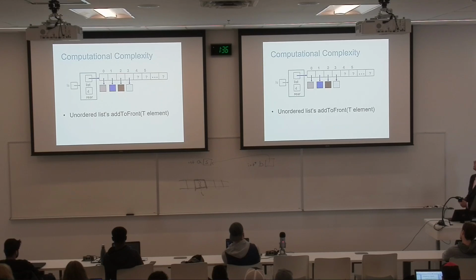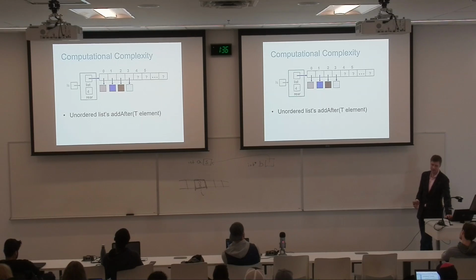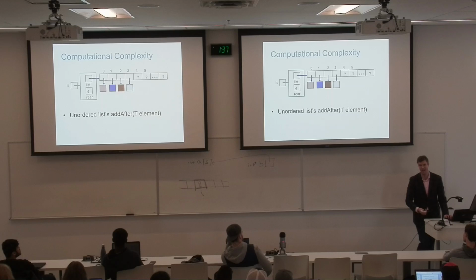Unordered lists, add to front. Why? We got to shift. Unordered lists, add to rear. 1. Yep, cool. Unordered lists, add after. All right, I got 2 answers. I need to come to consensus. Unordered list add after is n. Okay, good. Why? You gotta find it. We gotta find it, then we gotta shift things. Yeah. We might even have to expand capacity.